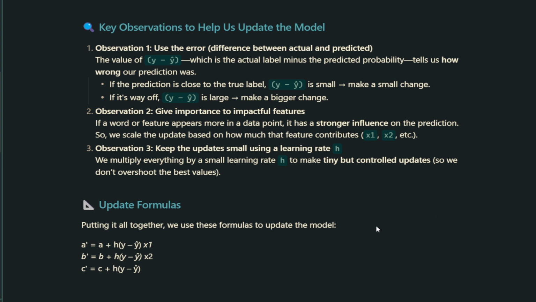Observation 3, keep updates small with a learning rate. Finally, we don't want to overcorrect, so we multiply everything by a small number h called the learning rate. This keeps our updates gentle and controlled instead of jumping all over the place.